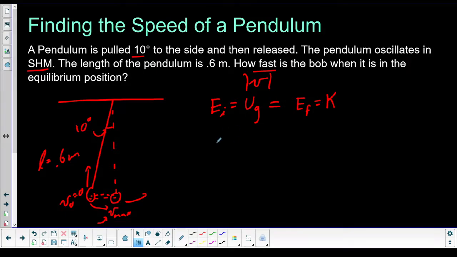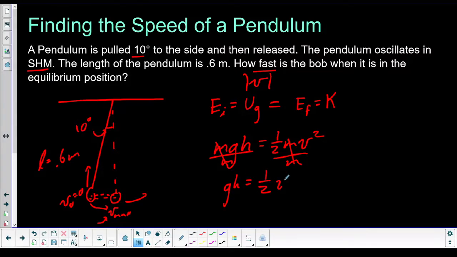So UG is the mass of the bob times g times h equals the kinetic energy, 1/2 the mass of the bob times the velocity of the bob squared. The great thing here is they don't tell us the mass of the bob, but it cancels out. See how it's on both sides? Divide by m, and there we go. So gh equals 1/2 v squared.